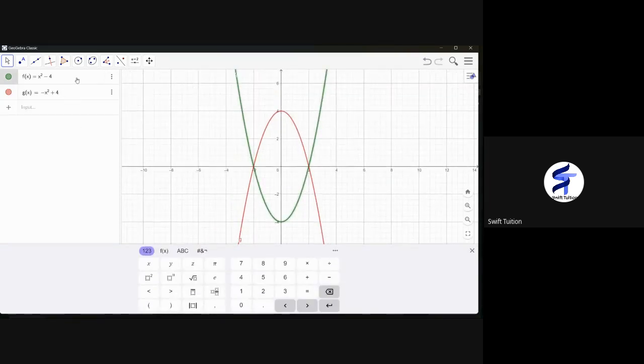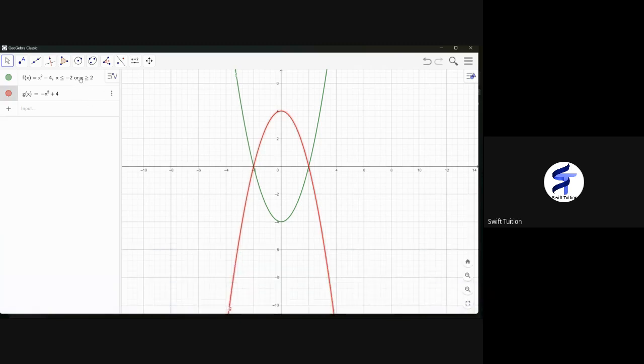We use them under certain conditions. When do we use x squared minus 4? We use x squared minus 4 when x is less than or equal to -2, or when x is greater than or equal to 2. I actually don't know if it does that. It doesn't do that, does it? That's unfortunate. What if I wrote it in set notation? I have no idea.